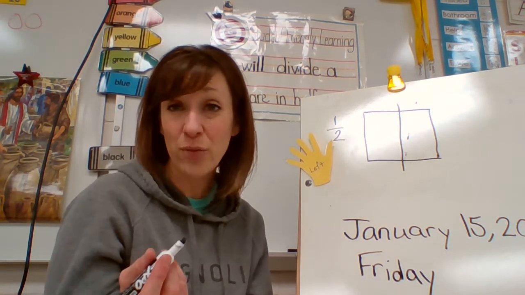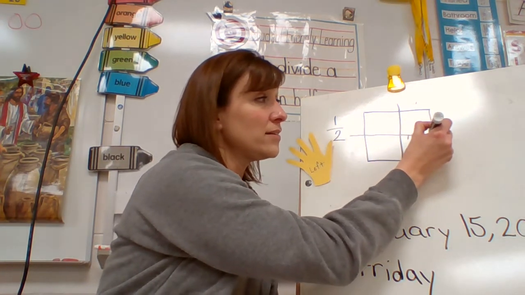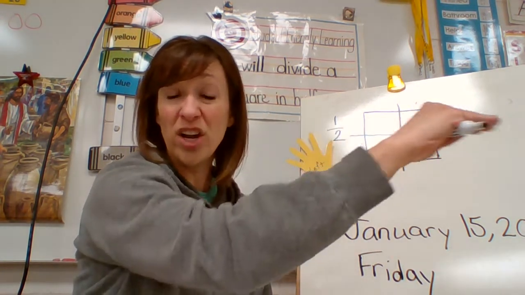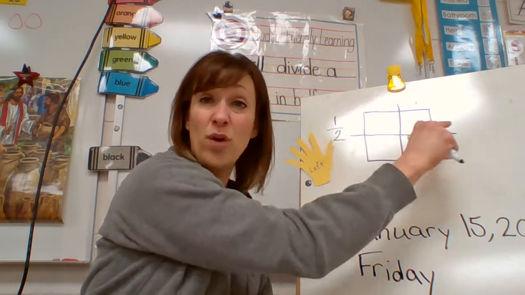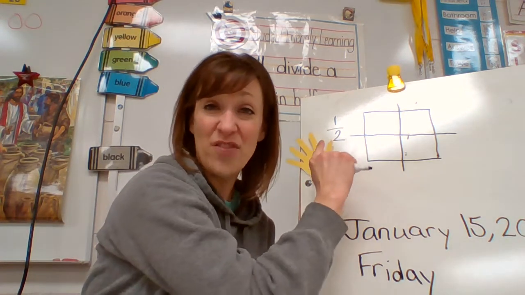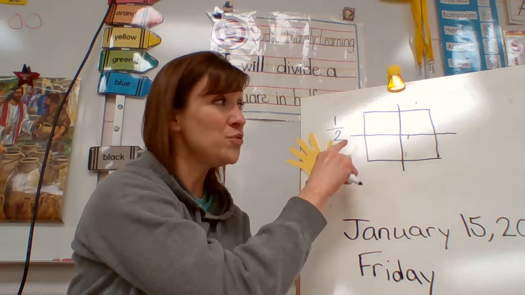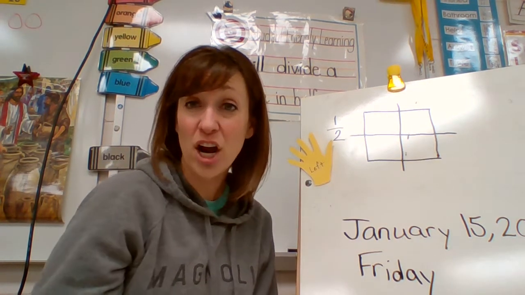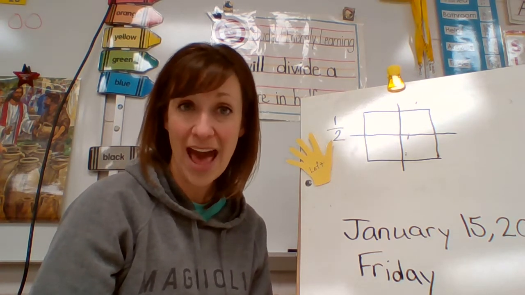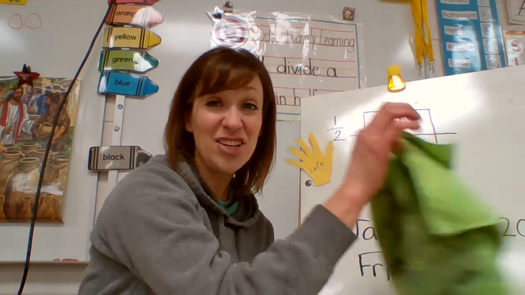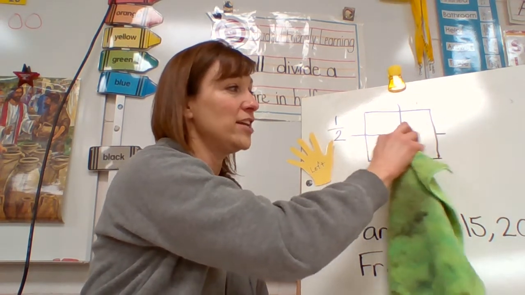Now, there's another way we could divide this. We could divide it horizontally. And that means we're going across. Like you think about a belt that you wear around your pants, it goes right around your belly button. That's where the horizontal line would go on this. So now we were able to divide our square into some different ways to show 1/2. But here's another way that we can divide that square into half.